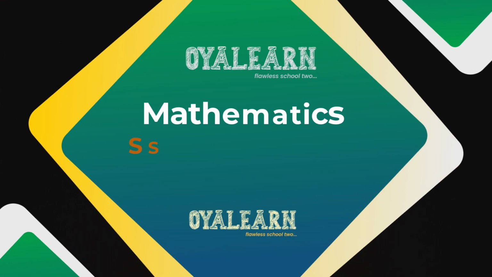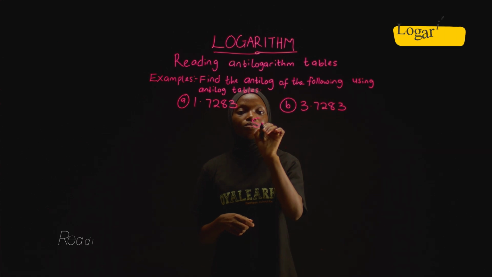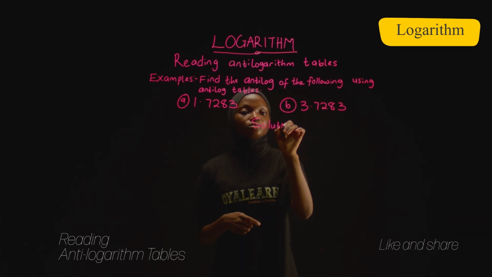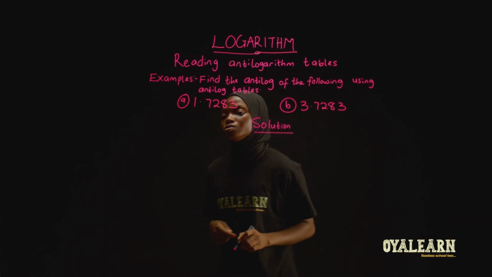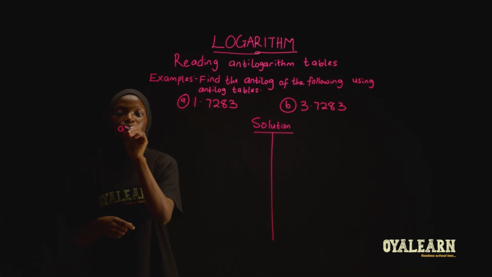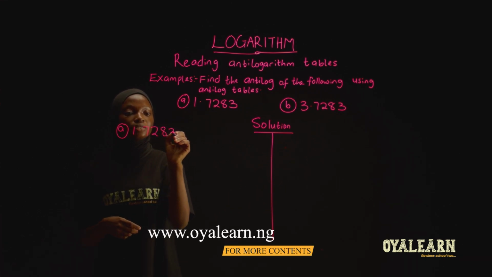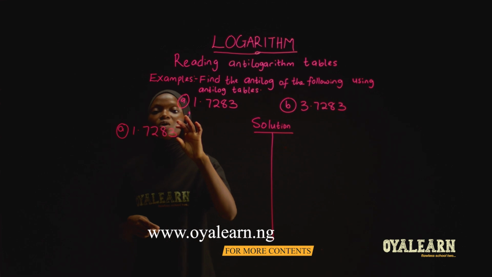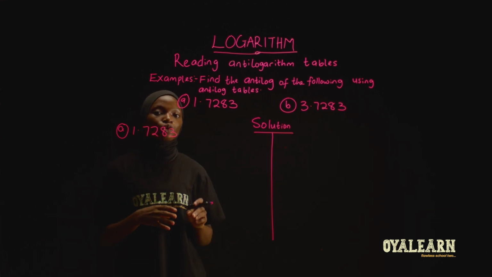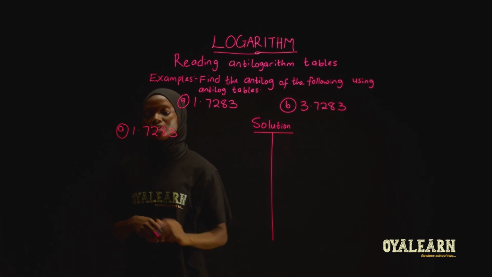Let's find the values of these antilogs using the antilog table. Solution. For the first number, we are given 1.7283. And we know that this decimal part is what we have to check in the antilog table. That is, we'll be checking 72 under 8 difference 3.